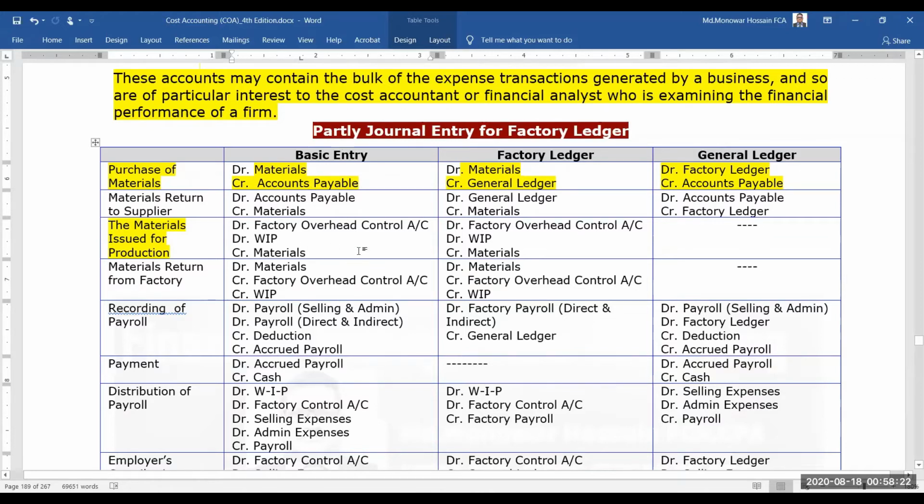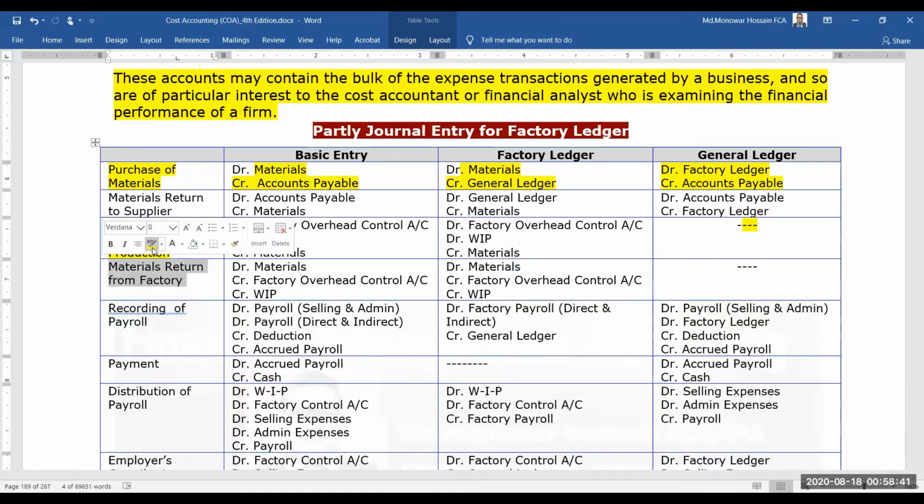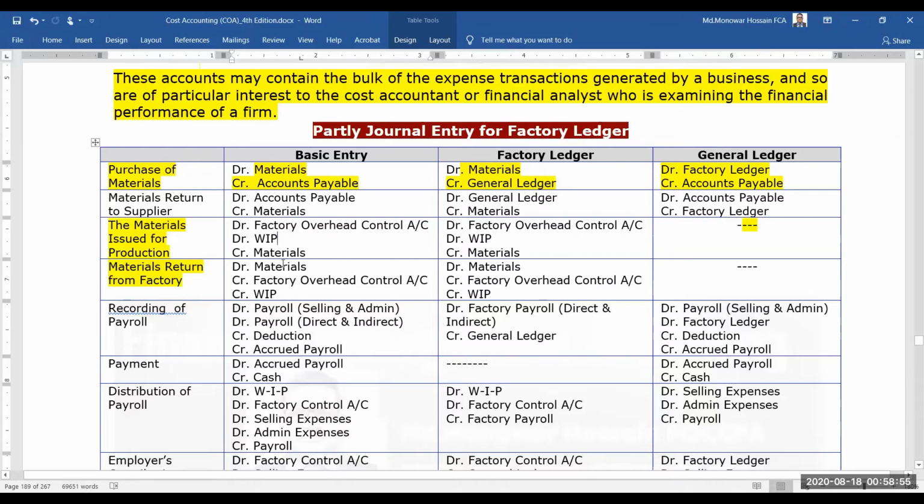This is the basic journal entry. But in the factory ledger, what we will pass is: factory overhead control account debit, work in progress debit, material credit. And in the general ledger, no entries here. So a material return from factory is the totally reverse journal entry.